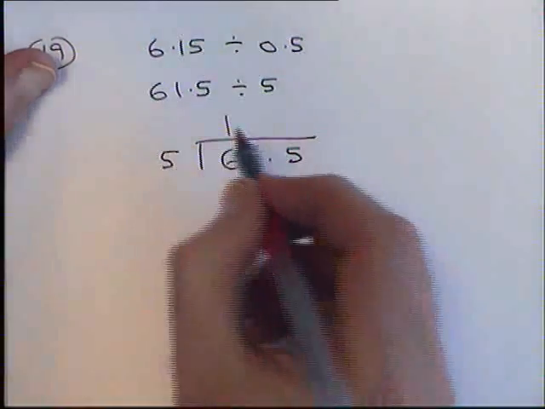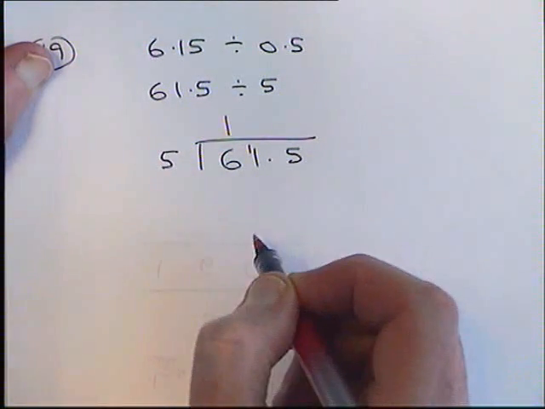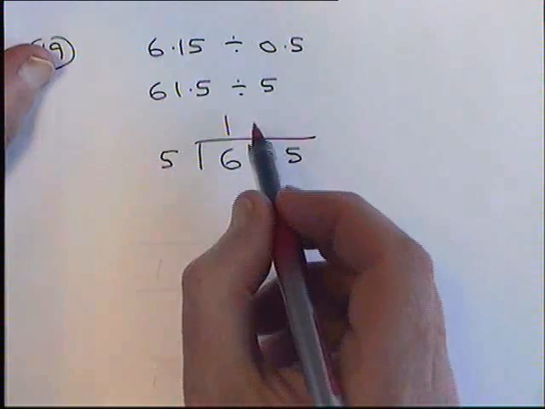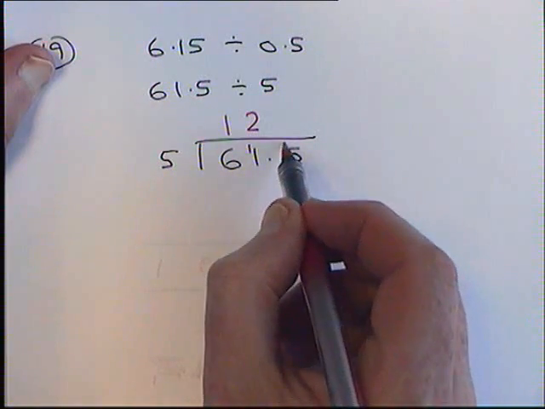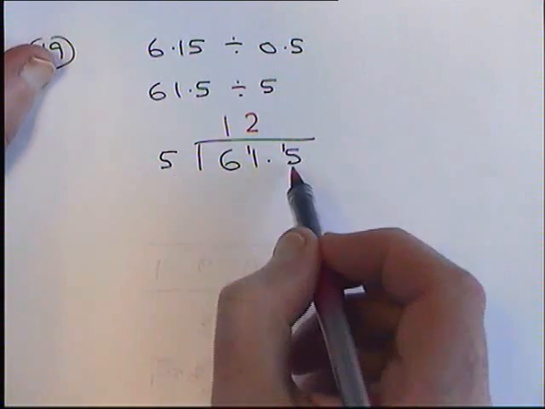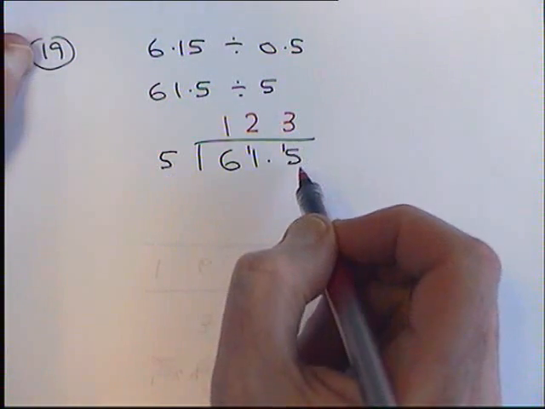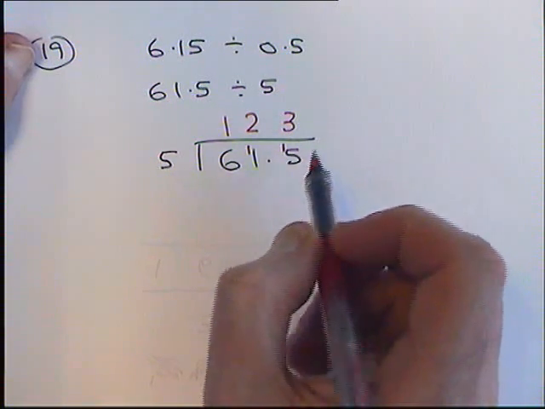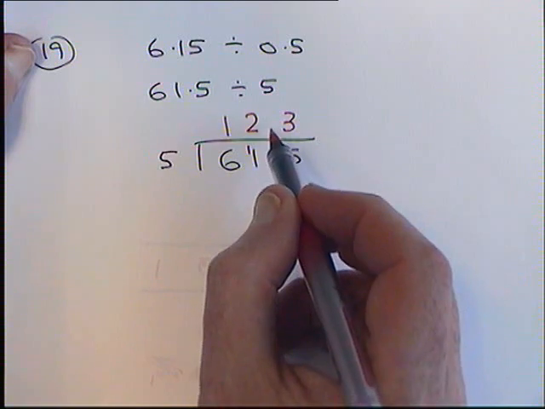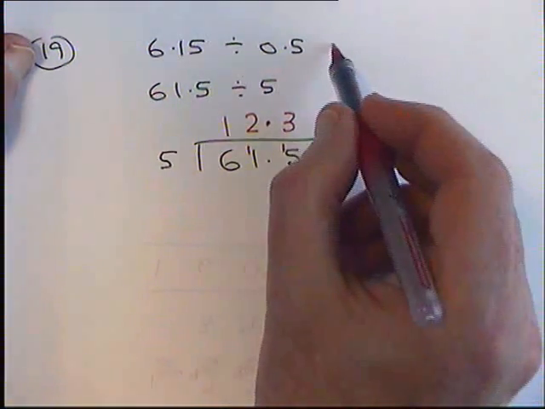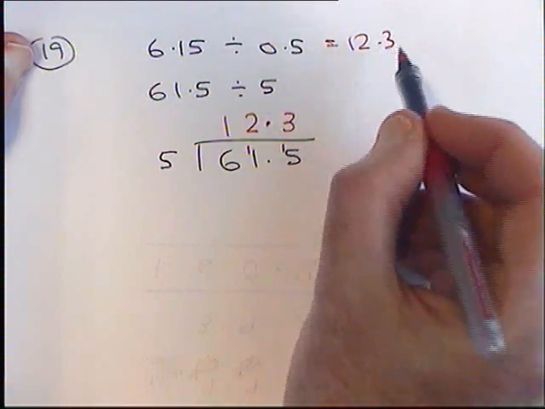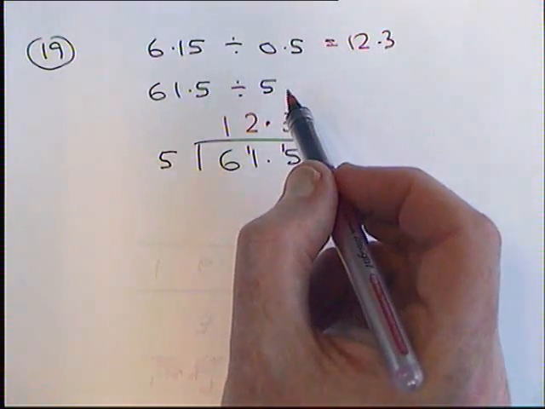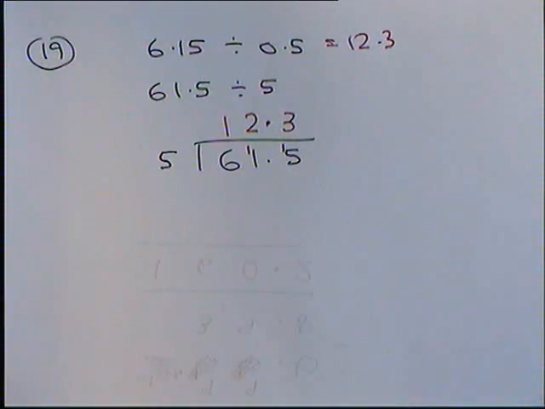5 goes into 6 one time with a remainder of 1. 5 goes into 11 twice with a remainder of 1. 5 goes into 15 3 times, no remainder, so I can stop. I just need to put a point above a point. The answer to my original question was 12.3.